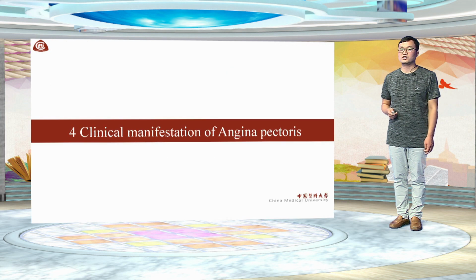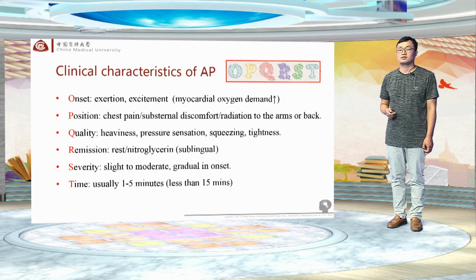Part 4. Clinical manifestation of angina pectoris. For the clinical characteristics of angina pectoris, we can summarize it into 6 letters: O, P, Q, R, S, T. O means onset. Angina pectoris usually appears upon excitement. P means position. It is usually chest pain or substernal discomfort, or even radiation to the arms or back.